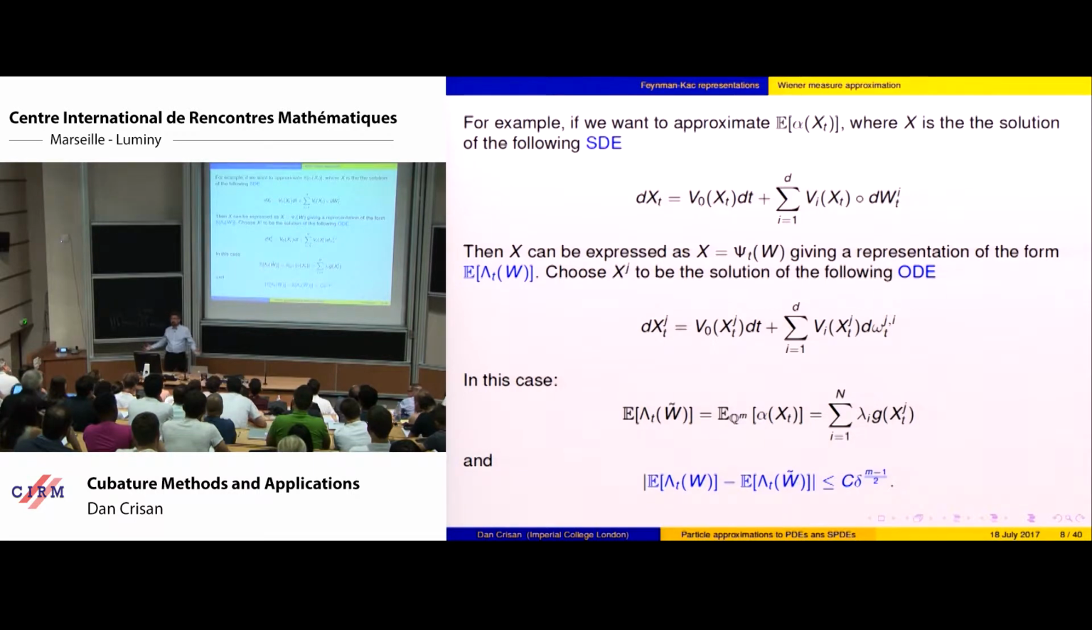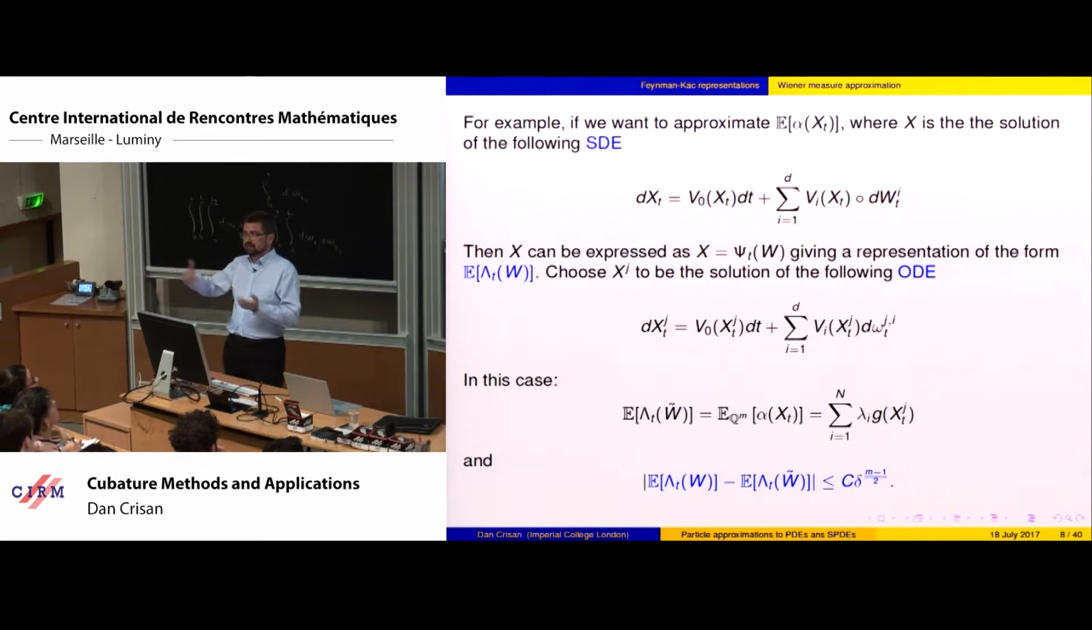Okay, so suppose you have such a truncated cubature measure, how do you actually use it? The simplest example is to see how I use it in order to compute the expected value of a function of a diffusion. At the end of the day, you can think of a diffusion as being a functional of the Brownian path. Now, how do I use the cubature measure in order to compute the expected value of a function of the Brownian path?